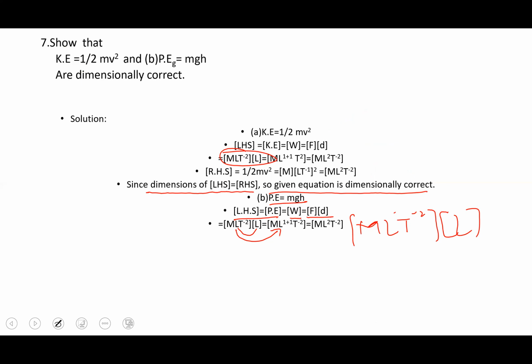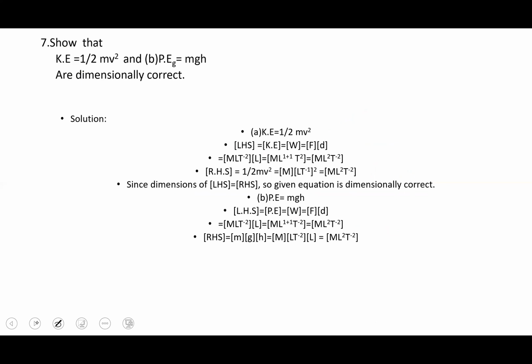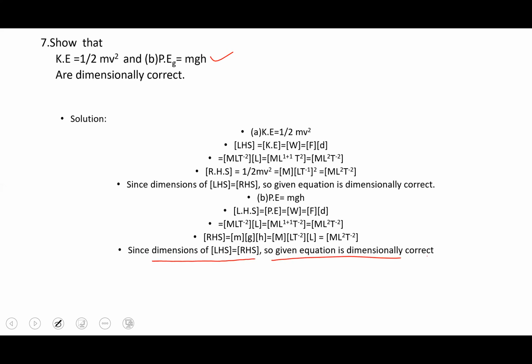Now in the next case, we have the values of the right hand side, which is mgh. M will represent the mass, g will represent the acceleration, which is L T inverse square, and h will be L. If we put in the values and multiply, what do we get? This L will multiply with this L, it will be L square. So M L square and T inverse square. As we can see, the left hand side is equal to the right hand side. So in this case also the homogeneity is fulfilled. We say it is also dimensionally correct. Since the dimensions of the left hand side and right hand side are equal to each other, the given equations are dimensionally correct.